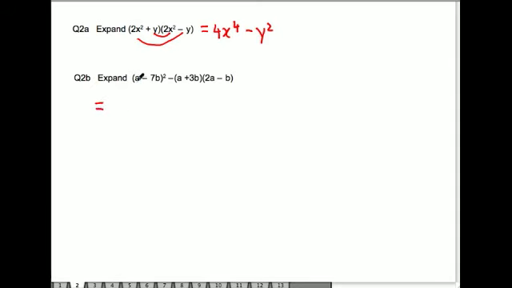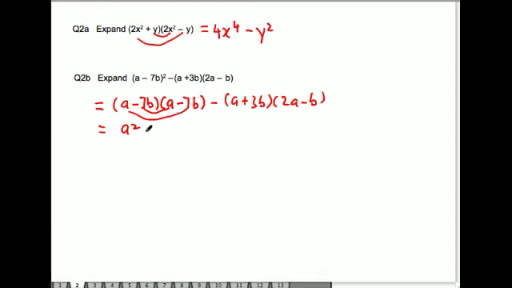In question 2b, a minus 7b squared is simply a minus 7b times a minus 7b. This gives us a times a is a squared, minus 7ab minus 7ab is minus 14ab. Minus times minus is plus, 7 times 7, 49. b times b, b squared.